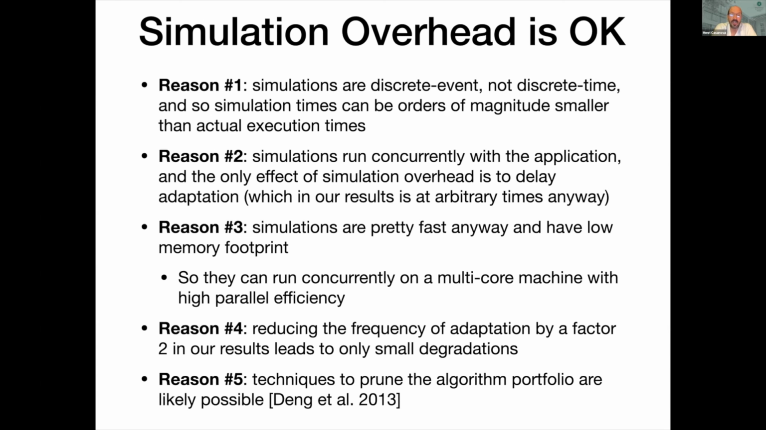And finally, if all that fails, reason number 5 is that we can use techniques to prune the algorithm portfolio. Those have been proposed in previous work on batch scheduling. The idea is if the simulations keep saying that an algorithm is poor, maybe at some point we say, well, forget this algorithm for the near future. And then we reduce the size of the portfolio and therefore reduce the number of simulations we have to execute.